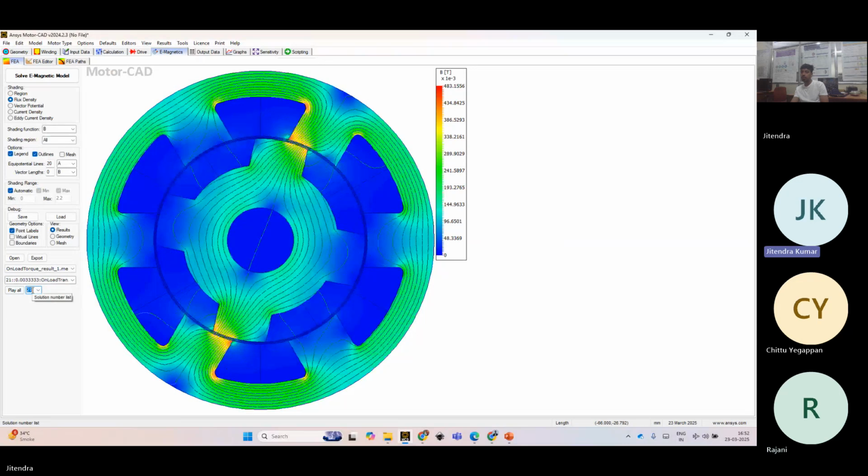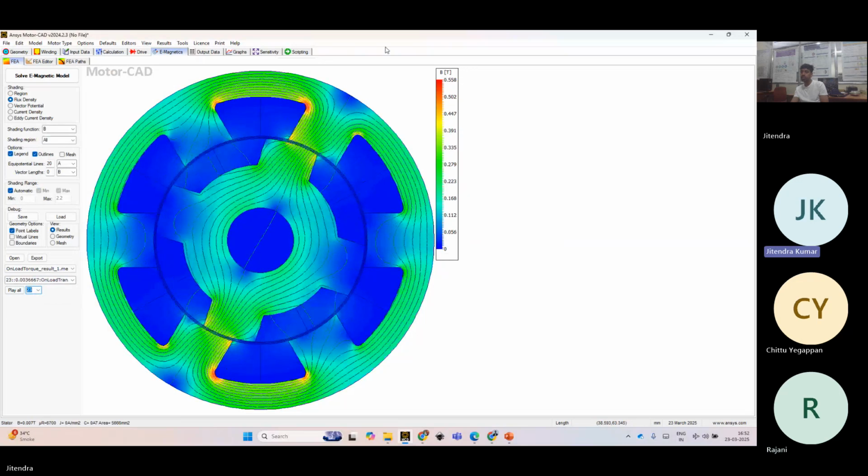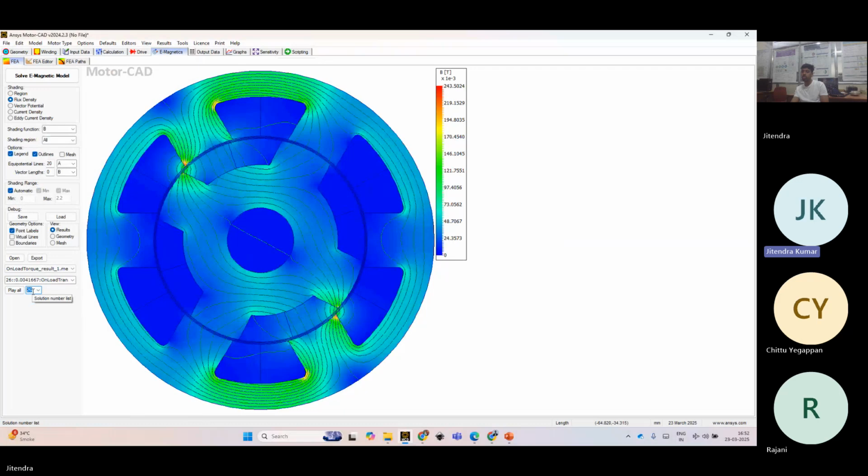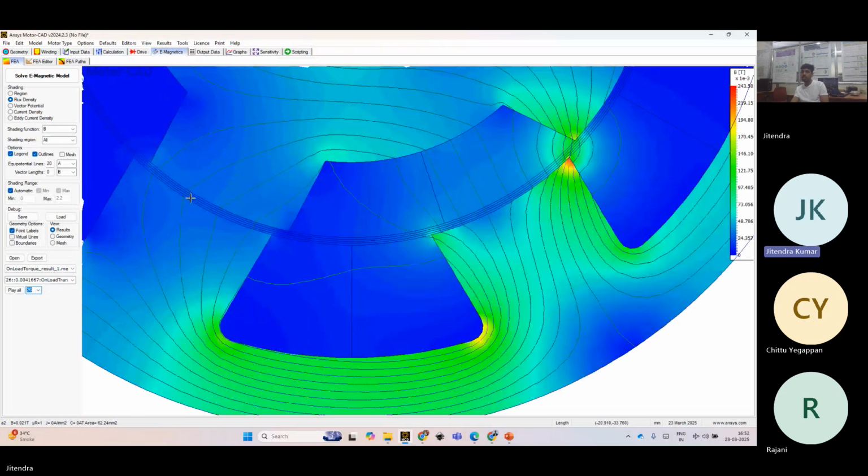Here you can see that linkage is happening along this axis. I hope you are able to see. It is now coming to a completely aligned position and will go close to zero. Now you can see the air gap flux density level also. How much is it? 0.02, which is very small. At the bottom left corner you can see B is equal to 0.021 Tesla.